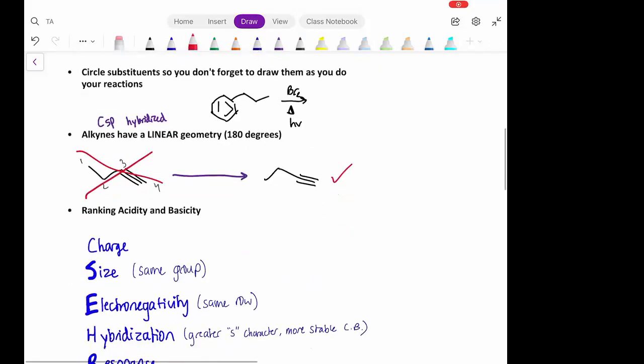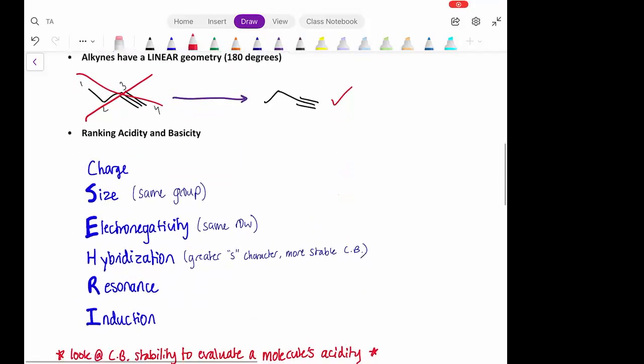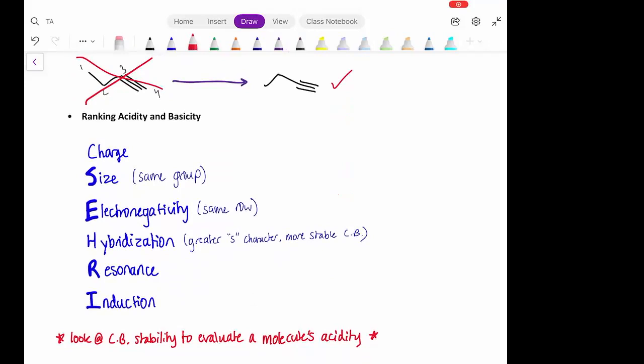One more thing is, well, not one more thing, I have more stuff, but ranking acidity and basicity. This can be challenging to a lot of people, but this is a chart that I like to go through. And I always start here at charge. I always first look at charge, and that's the most important thing that I look at to begin with. And then as I go down this list, it becomes less and less important. So I use the criteria above on this SERI chart, which is what we call it. I use the charge, size, electronegativity to figure out the acidity and basicity, and I move down this chart.